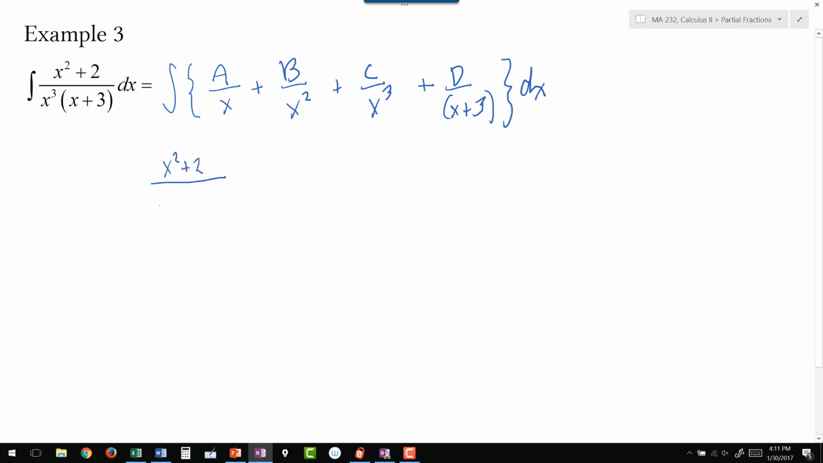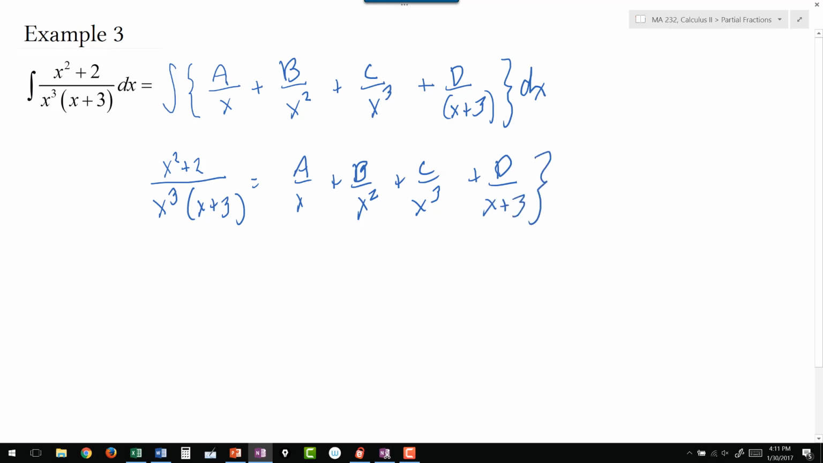We begin in the same way as for our other examples, where we write down the form we wish to get for the original function, and then we clear all of the denominators by multiplying left and right by the common denominator, which in this case is x cubed times x plus 3. On the left-hand side, that denominator cancels.